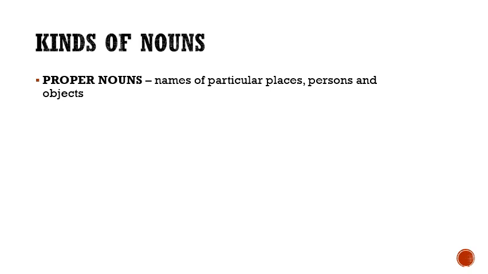Proper nouns are names of particular places, persons and objects. Examples: Ram, it is a particular name of a person. Jagdalpur, it is a particular name of a place. Tommy, it is a particular name of a dog.